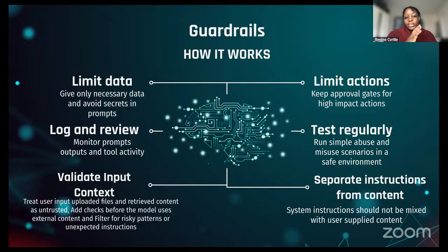Limit data: only give necessary data and avoid secrets in prompts. Keep approval gates for high impact actions, like don't just blindly say go ahead and do this and then it would do it. Like right now, you cannot just ask ChatGPT, help me create a bomb.